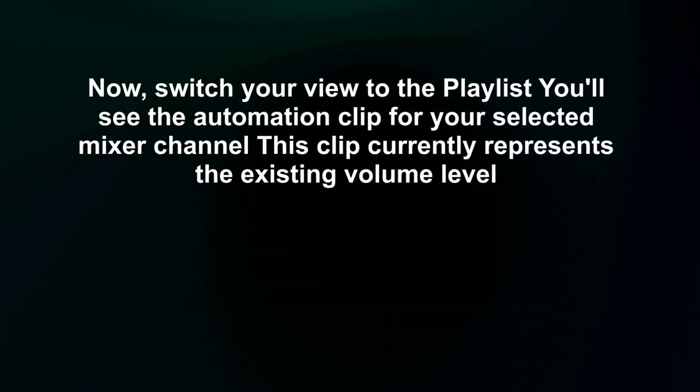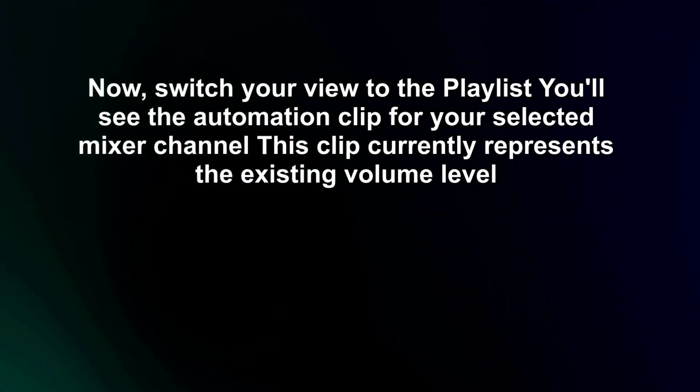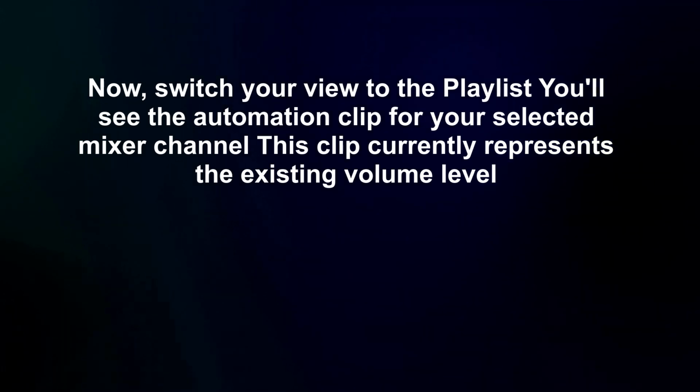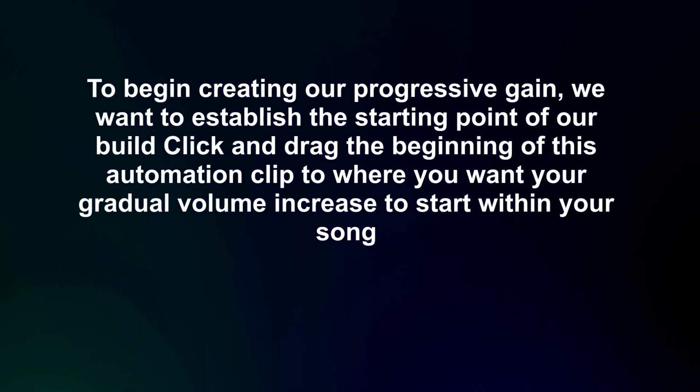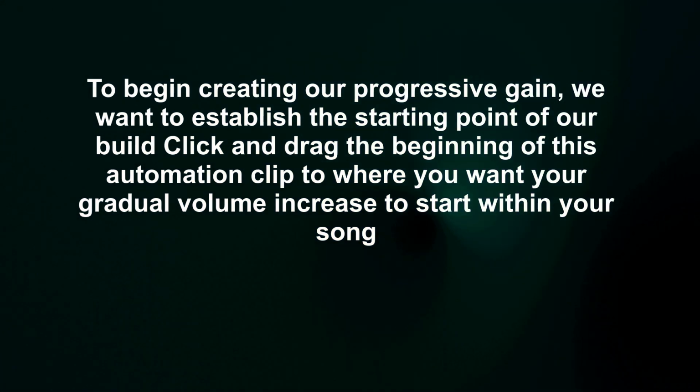Now, switch your view to the playlist. You'll see the automation clip for your selected mixer channel. This clip currently represents the existing volume level. To begin creating our progressive gain, we want to establish the starting point of our build.